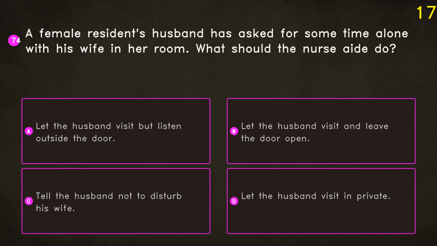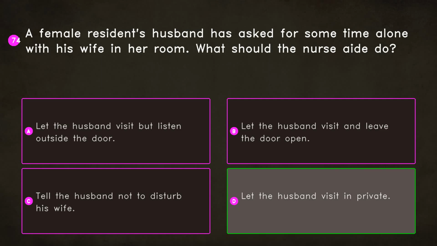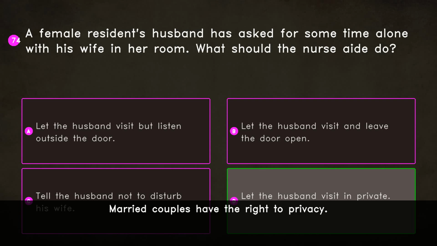Question 74. A female resident's husband has asked for some time alone with his wife in her room. What should the nurse aide do? A. Let the husband visit but listen outside the door. B. Let the husband visit and leave the door open. C. Tell the husband not to disturb his wife. D. Let the husband visit in private. The correct answer is let the husband visit in private. Married couples have the right to privacy.